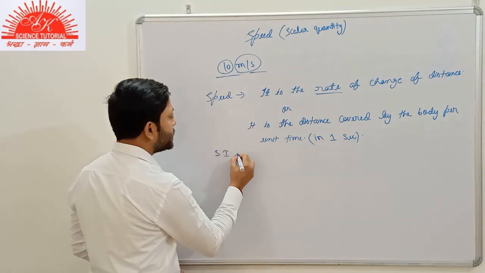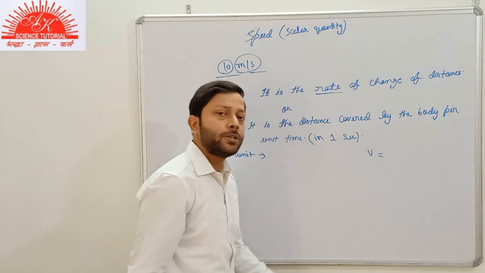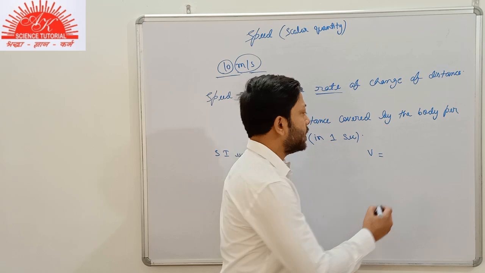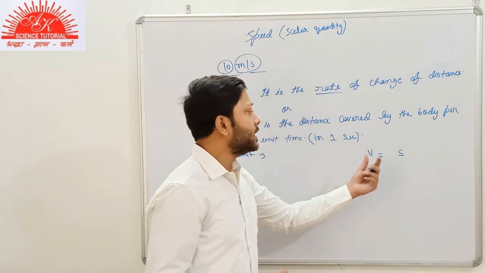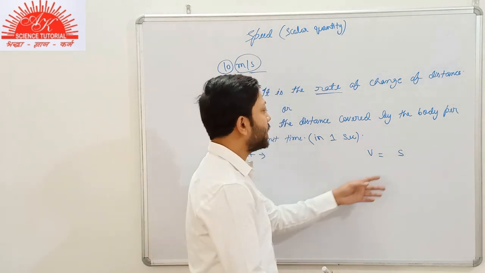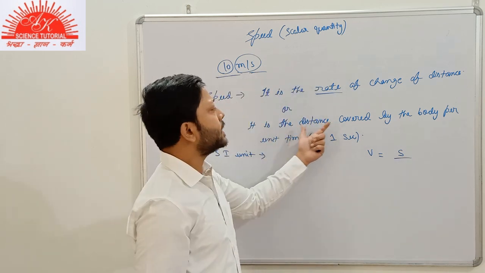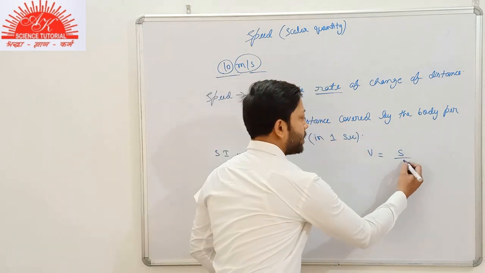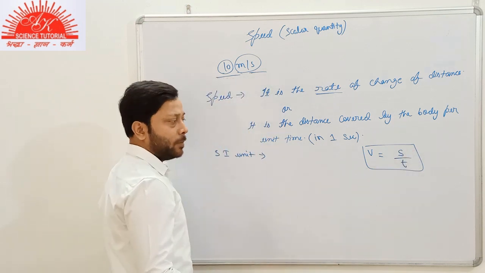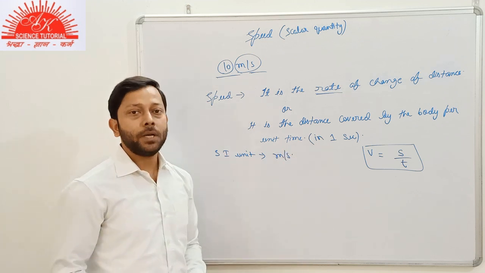What is the SI unit of speed? I'll write the expression for speed. In general, speed is denoted by V. So as per your definition, V is the distance covered by the body per unit time. The distance is generally denoted by S, or somewhere you can also find the letter D, small d or capital D, but generally we use the letter S to denote distance. So it is the expression for speed. The SI unit for distance is meter and the SI unit for time is second. So the SI unit for speed must be meter per second.